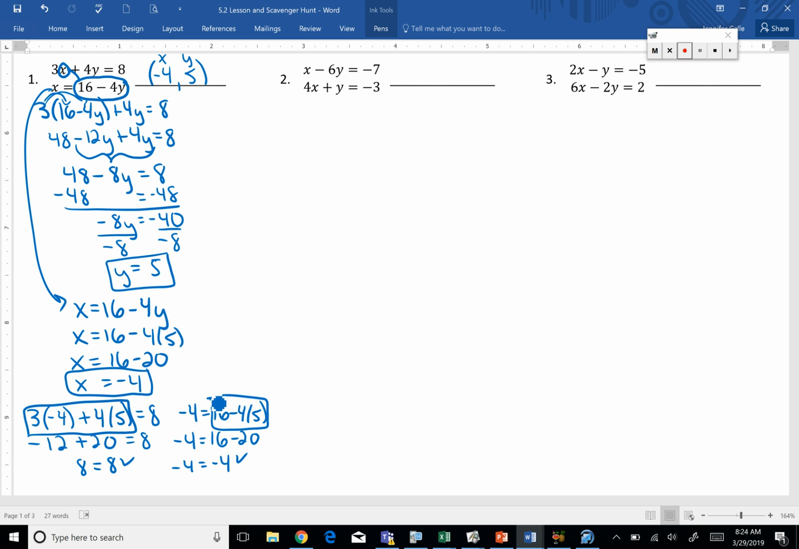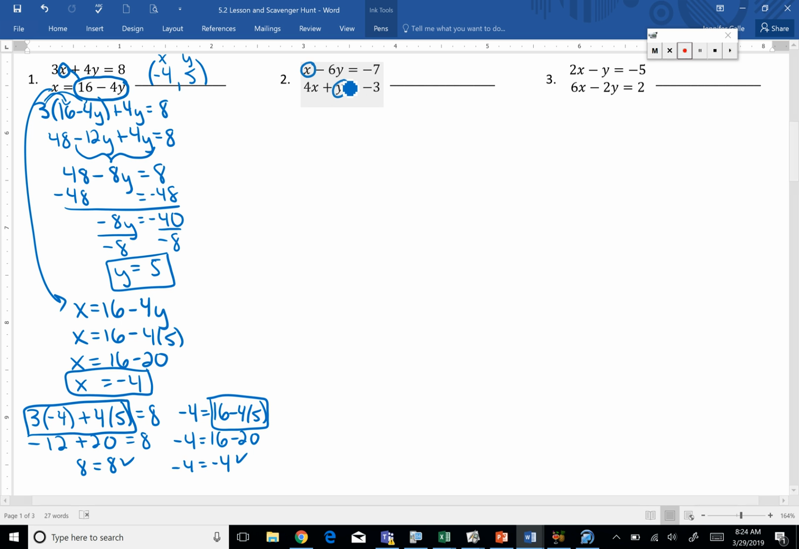I don't have that ready to go in number 2, so we have to make it. The easiest variables to solve for, aka to get by themselves, are ones that have coefficients of 1 or negative 1. So as I look at number 2, either of these two would be easiest to get by themselves.